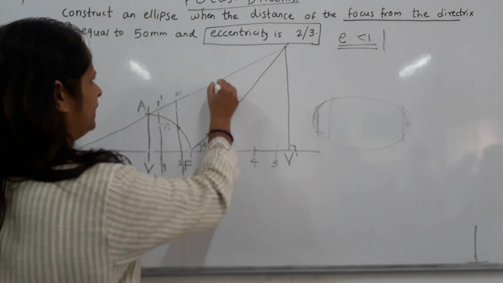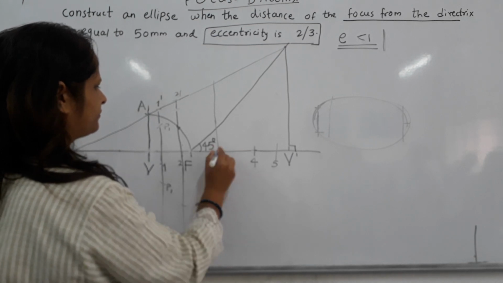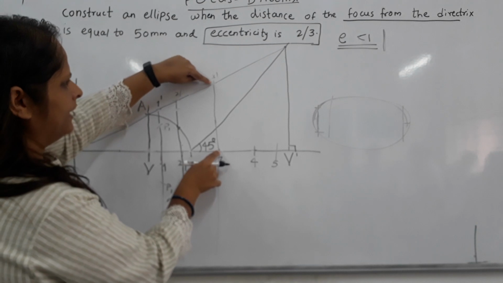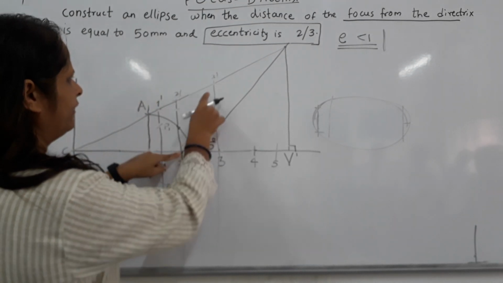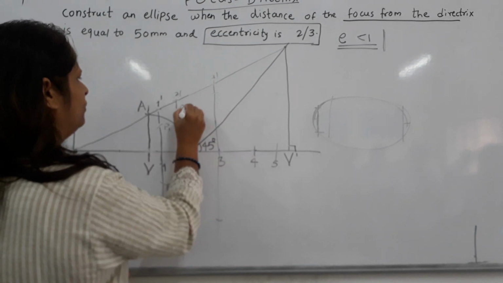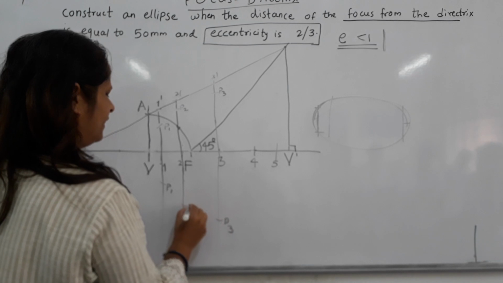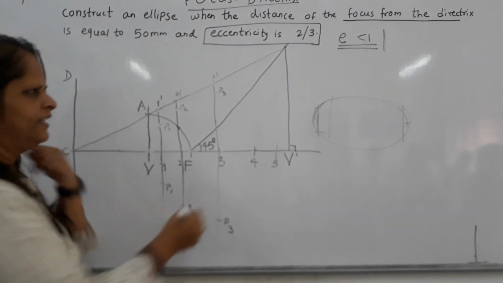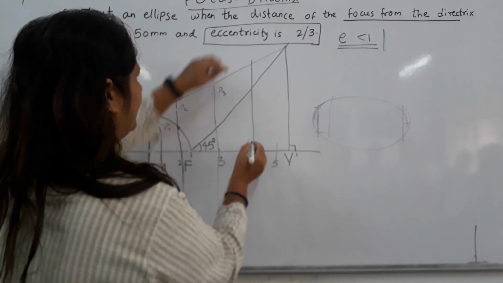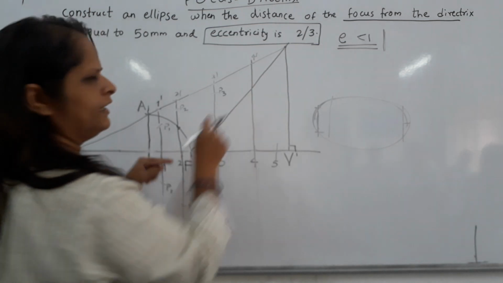Now from 3 to 3 dash we will have the same construction. This is 3 dash. Take the distance 3 to 3 dash in the rounder, keep it on F and cut the arc. So this is P2, this is P3. Is it clear to everyone? Now what will we do from 4? Again you draw one line from 4. Then take the distance 4 to 4 dash in the rounder, keep it on F and cut the arc.